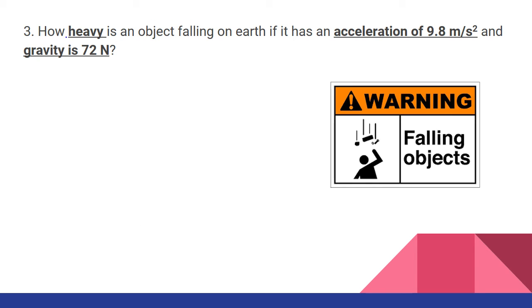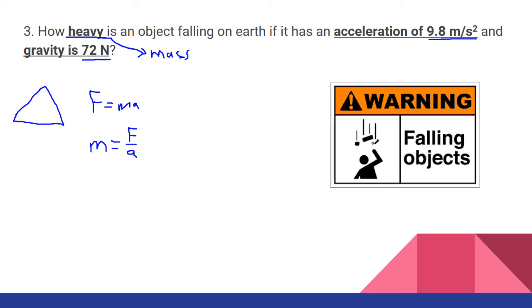And this third question asks us how heavy is an object falling on Earth if it has an acceleration of 9.8 meters per second squared and the force of gravity is 72 newtons. In this case, our keyword is heavy. Heavy means we're looking for mass. So we'll rearrange the formula one more time. Divide both sides by acceleration to single out mass. And we'll see that force is divided by acceleration to find our mass.